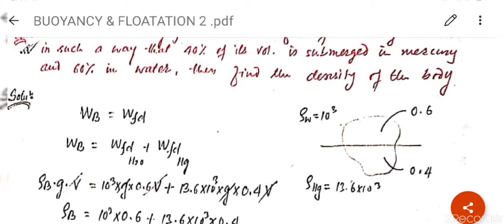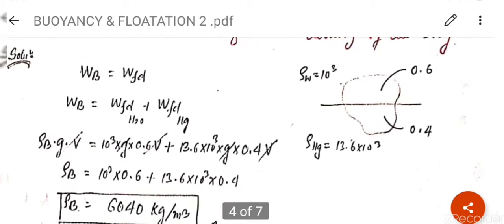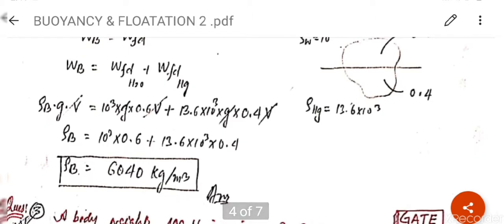So after cancelling out Vg from both sides, because this is the common term, so final expression will be rho b, and this is the digit. You can solve easily and you will get the final answer. Rho of body will be 6040 kg per meter cube.